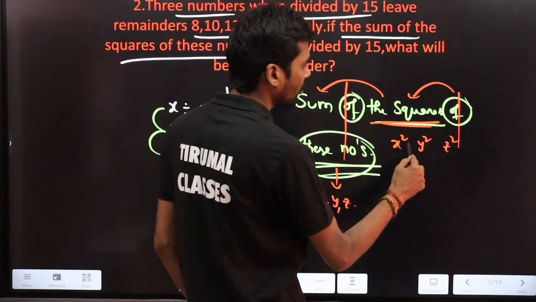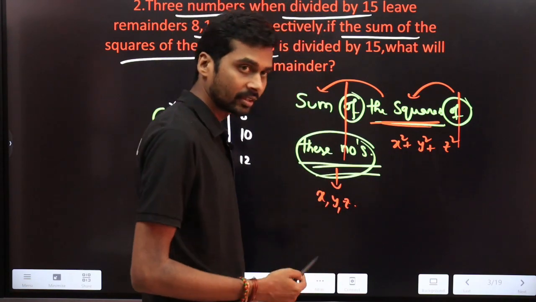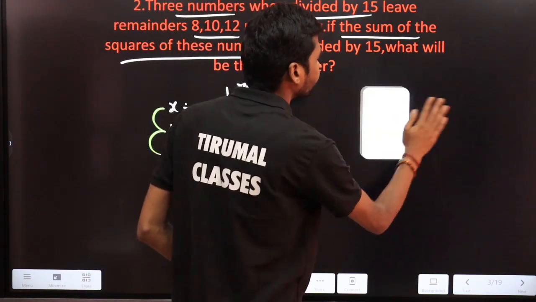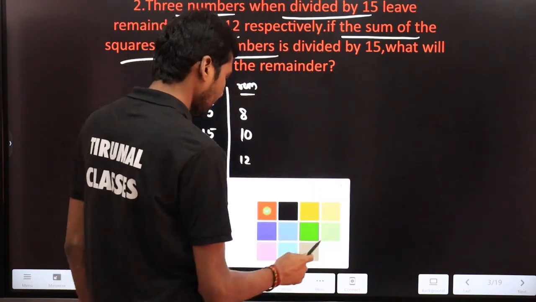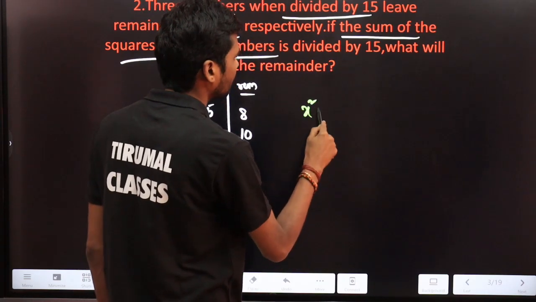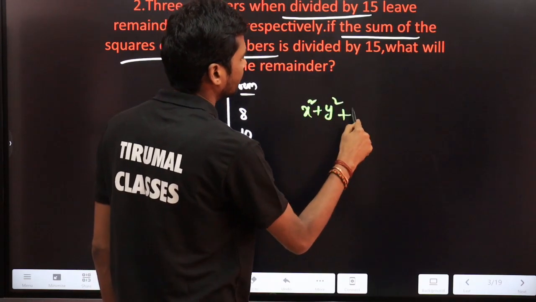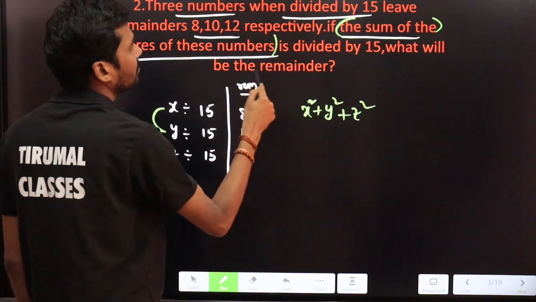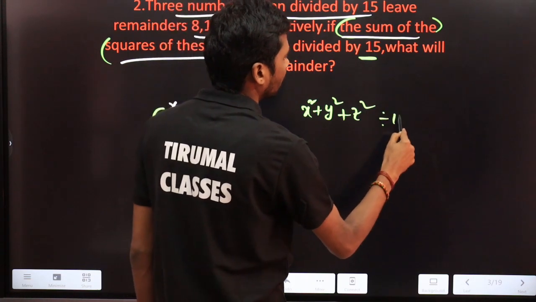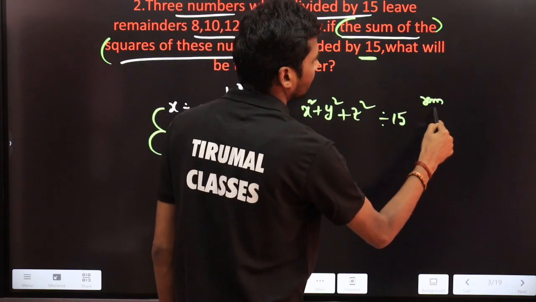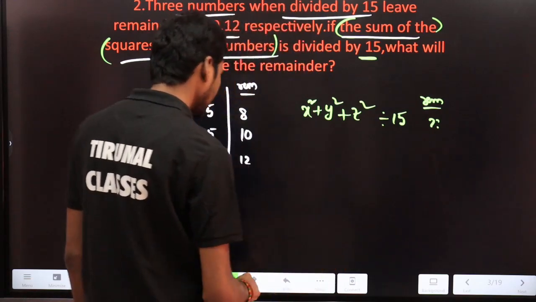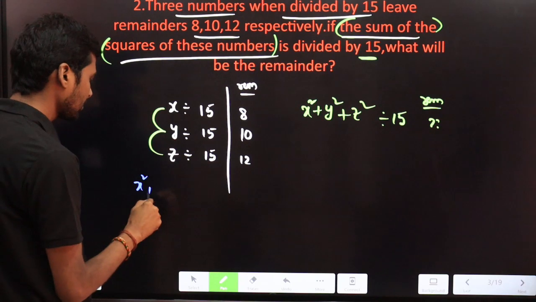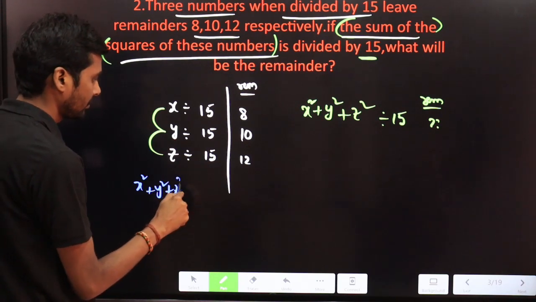So sum means what? x square plus y square plus z square. So this is the interpretation of the sum of the squares of these numbers. Now, if the sum of the squares of these numbers is divided by 15, what remainder will we get? That is the question we have. So this is x square plus y square plus z square divided by 15.